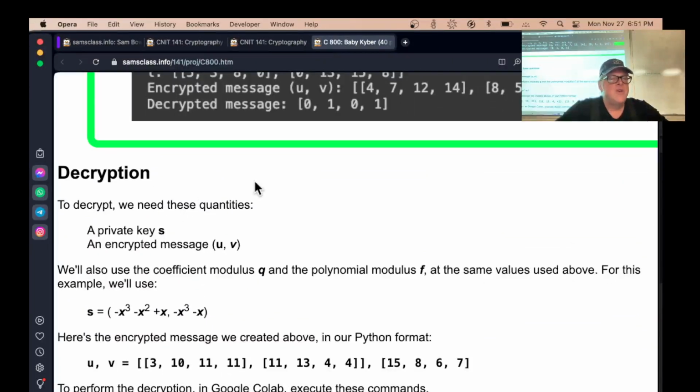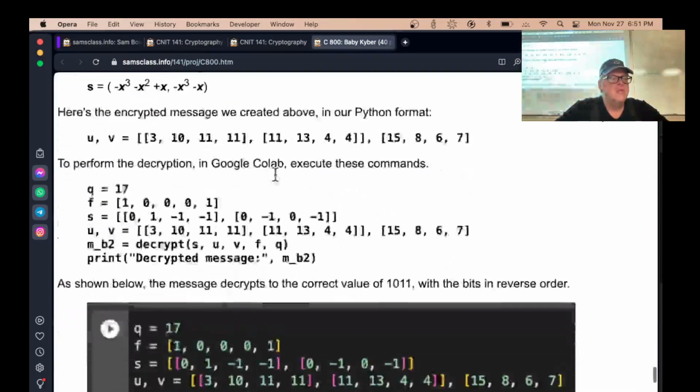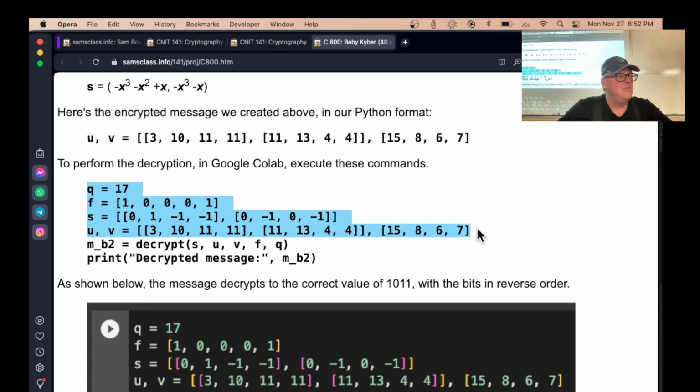Now we did decryption there, but one thing about decryption that's worth seeing is you really don't need very many of those parameters for decryption. You won't know any of the errors. You're going to wash out the errors. All you need to know is the modulus for parameters, the modulus for x, and then the secret key, and then the encryption, u and v. And then you can just decrypt the thing.